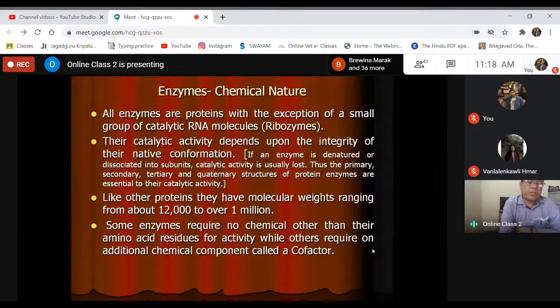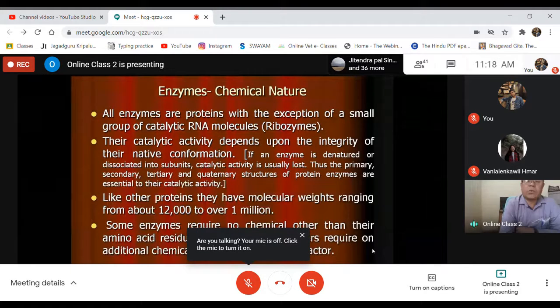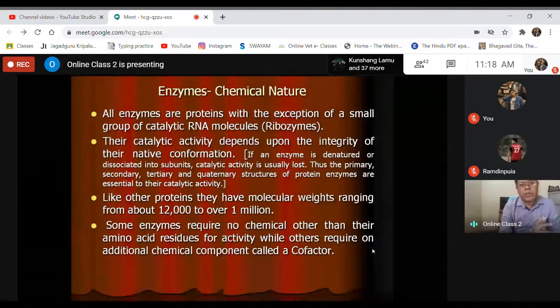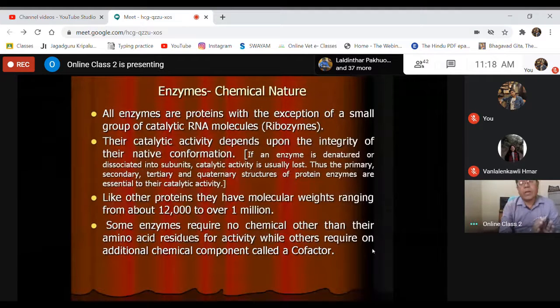And since enzymes are proteins or RNAs, they have to have the native conformation to express their activity. That means their catalytic activity depends upon the integrity of their native conformation. If the native conformation of these molecules is distorted or disturbed, then they will not be able to express their activity. And we know their activity is to catalyze the reaction.